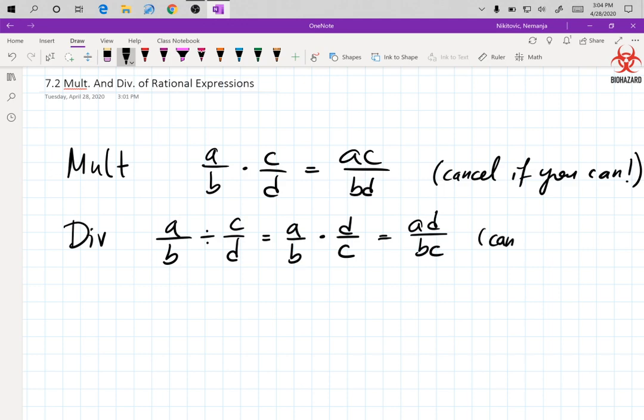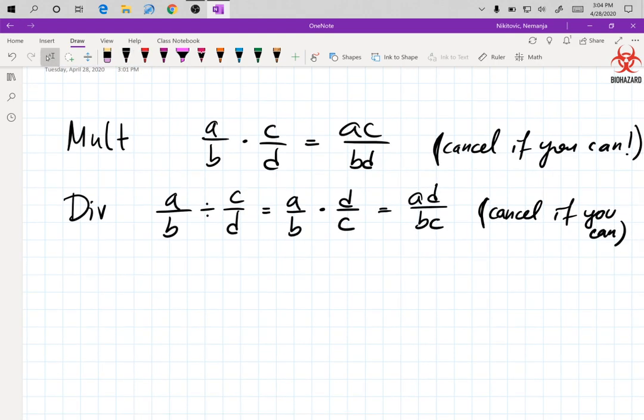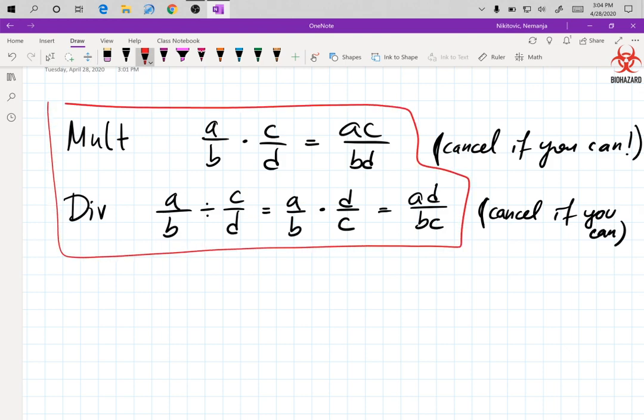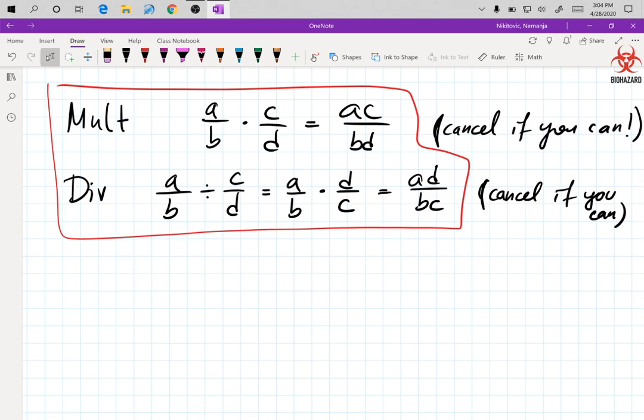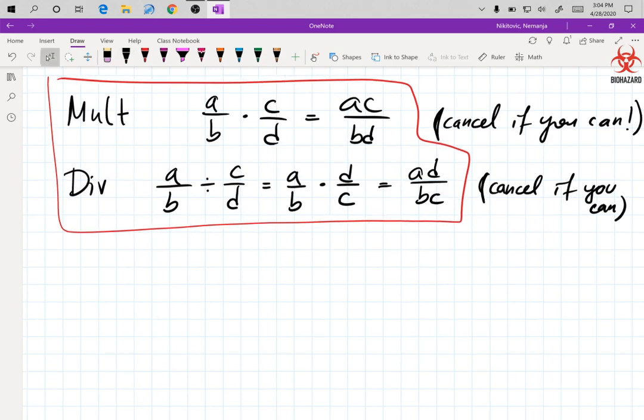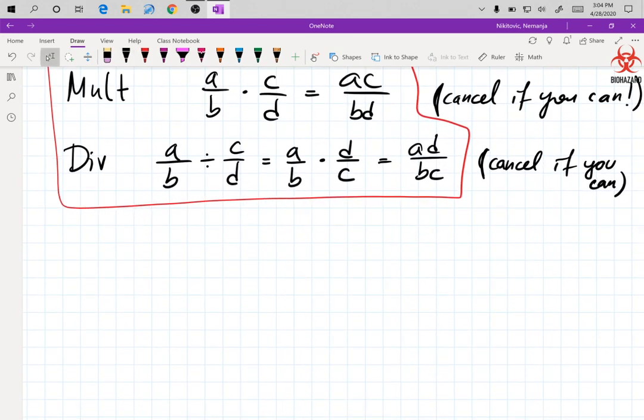Again, cancel if you can. So this is what we are dealing with today. And if you know how to do this with fractions, then rational expressions will be no different, except you will just have to be careful to cancel the particular terms.